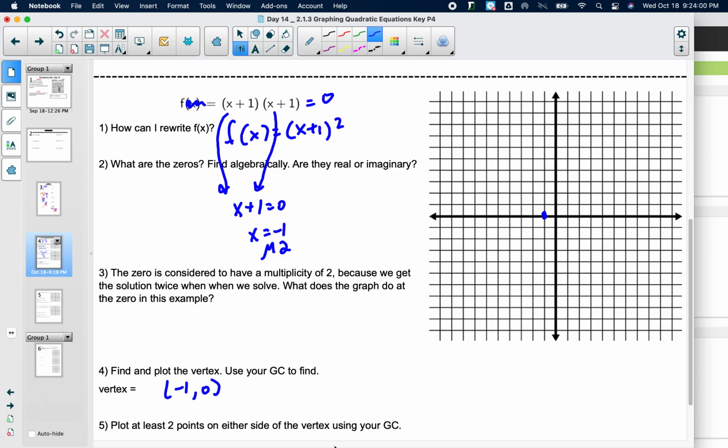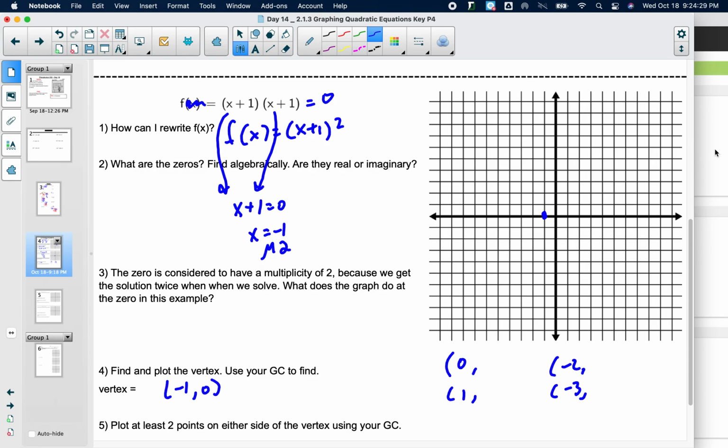Okay, so when I want to plot 2 points on either side, I'm going to need 2 more points on either side, so 4 points total. So I have my vertex at negative 1. I'm going to plot a point at 0 and 1, and then negative 2 and negative 3. So let me set those up: 0, 1, negative 2, and negative 3. Okay, so here I have a bunch of points.